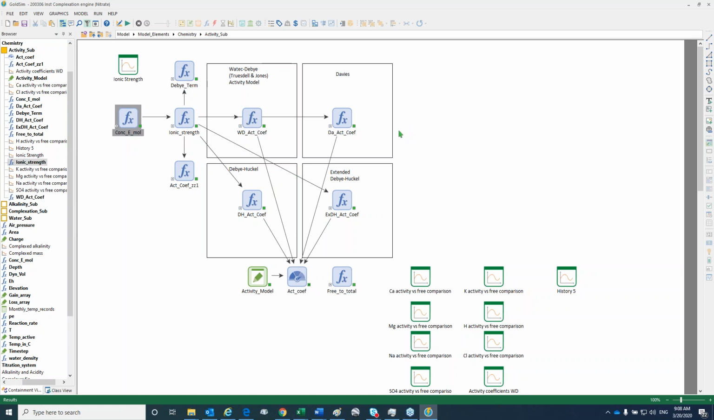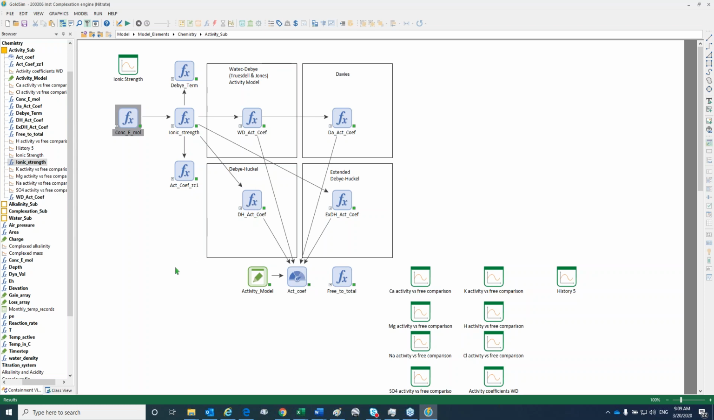Now, for this model, I've actually implemented 4 different activity models. We've got the Debye-Huckel standard equation, the extended Debye-Huckel, the Davies equation, and the Watek-Debye model. Now, I just want to point out that unfortunately the topic of this presentation is a little bit misleading. So we're not actually doing super high ionic strength modeling in this case. I was planning on getting a specific ion interaction theory model included on this, and this was specifically for my master's work, but I wasn't able to get it done for this presentation, unfortunately.